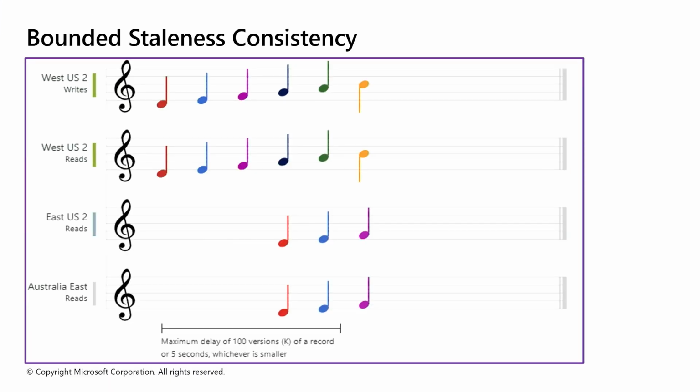Now, bounded staleness lets you set a limit on how much lag is allowed. You can think of this as a range within which outdated reads may happen, which you can then specify in terms of either time or a number of operations. Beyond this range, strong consistency is ensured. So the song is coming in the right order, but not at the same time in all the regions.